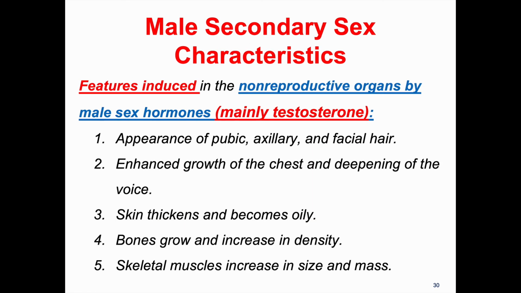Male secondary sex characteristics are mainly due to testosterone, like appearance of pubic, axillary, and facial hair, enhanced growth of the chest and deepening of the voice, skin thickness and oiliness, bone growth and increase in bone density, and skeletal muscle increase in size and mass. These are all the male sexual characteristics caused by the testosterone hormone. If the testosterone level is low, atrophy of the testis takes place, as well as reduction of the secondary sexual characteristics.